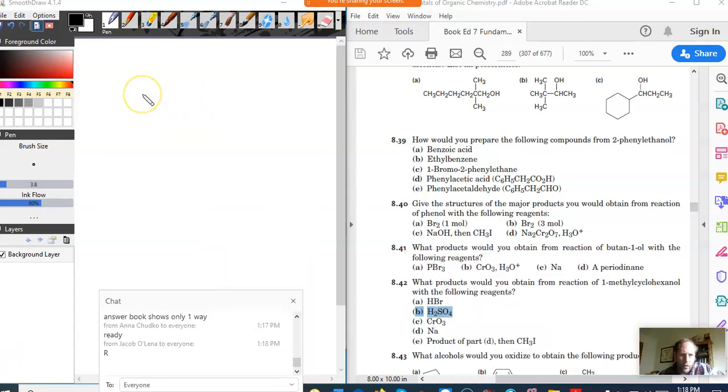All right, so let's see, we're starting with 2-phenylethanol. So we have two carbons, ethanol. On the second carbon, we have an aromatic ring. And then on the first carbon, we have our alcohol. That molecule. So benzoic acid, remember what benzoic acid looks like, so let me erase that.